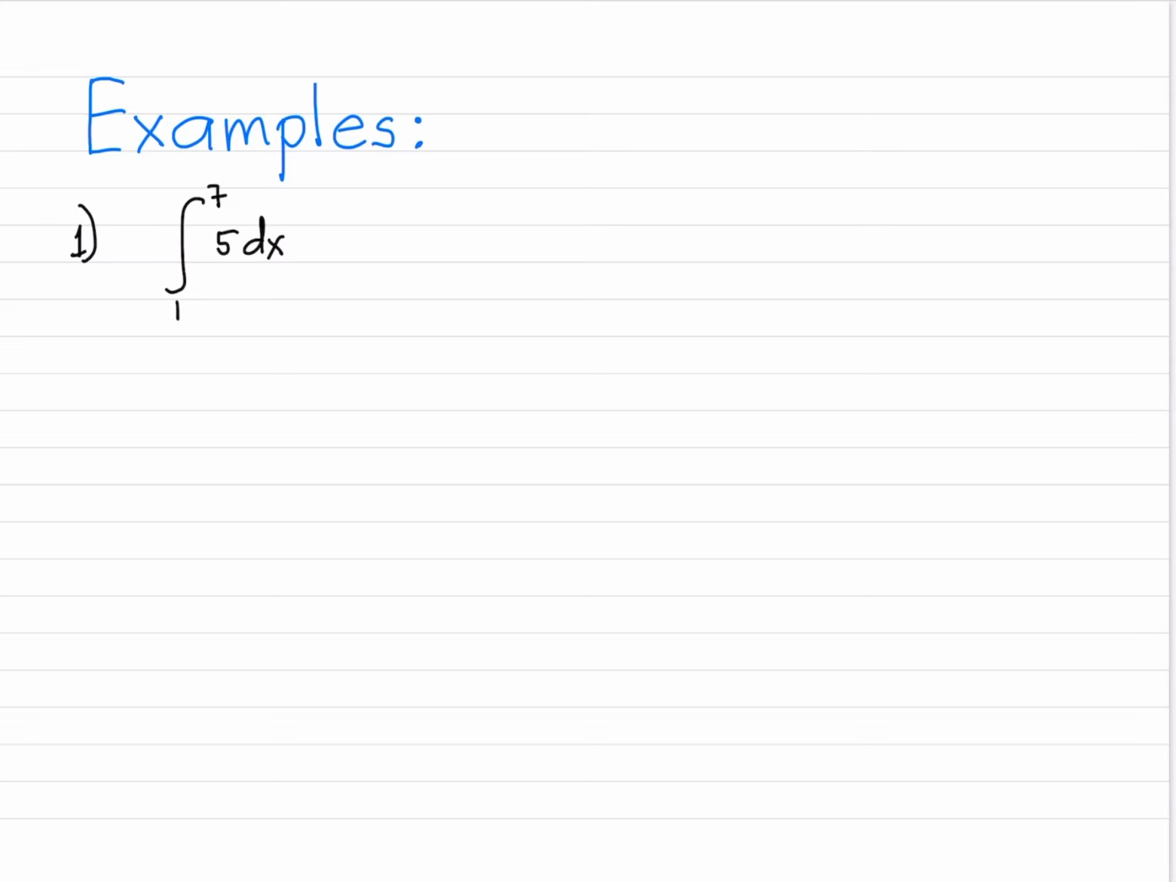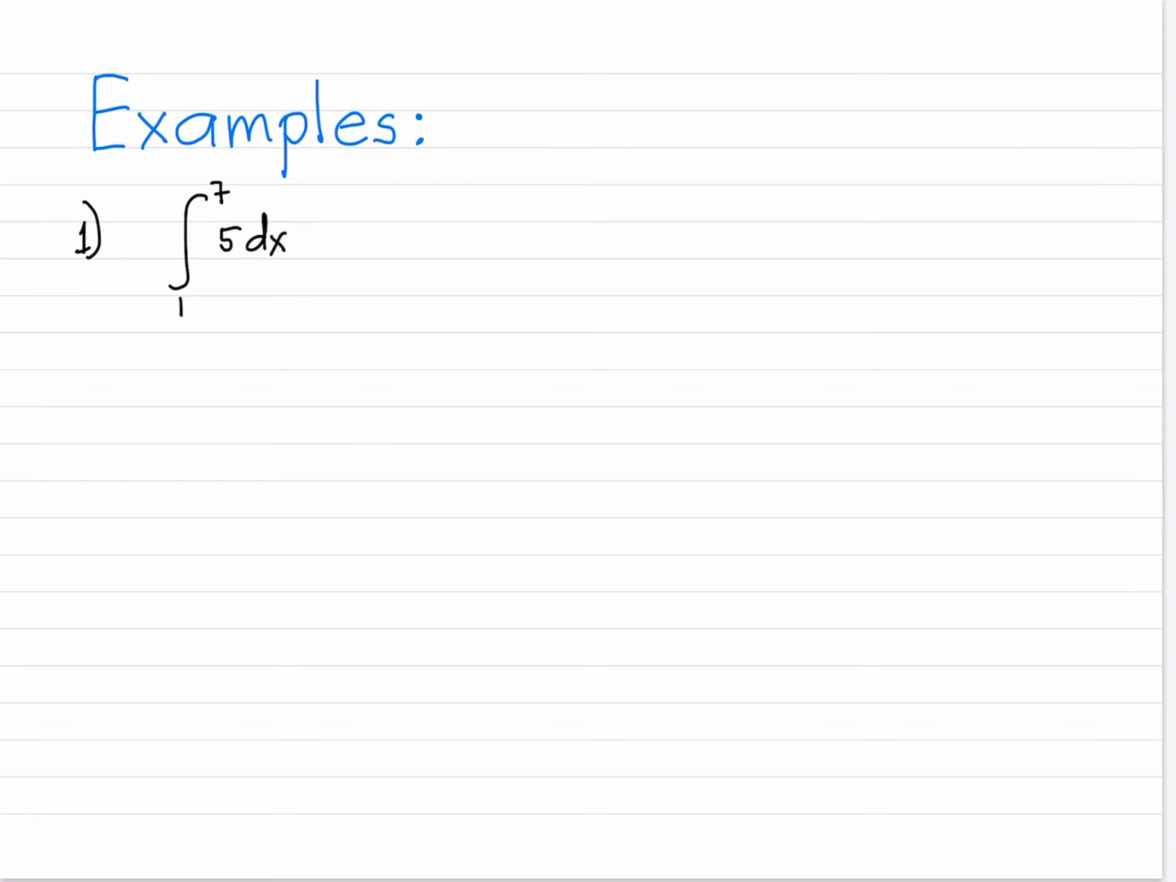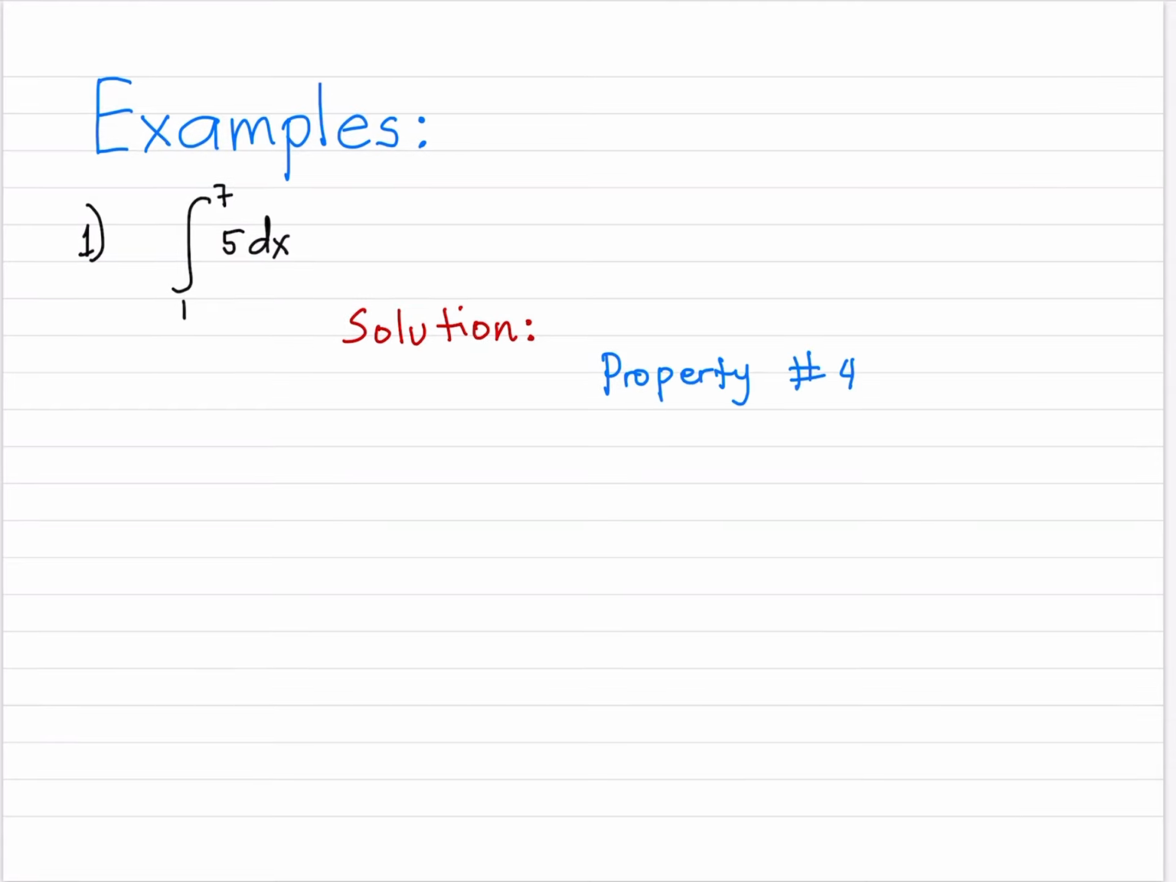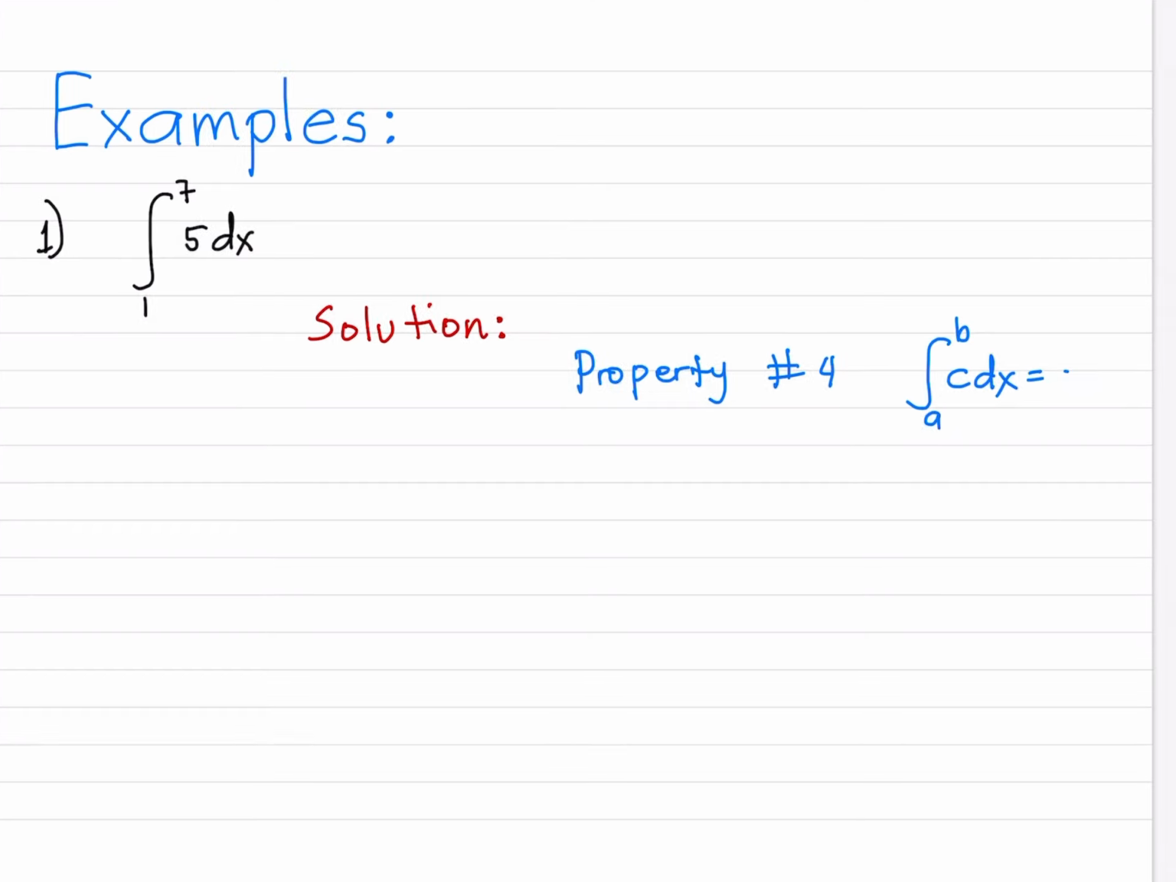Number 1, evaluate the integral of 5 dx from 1 to 7. To evaluate number 1, we make use of property number 4, which says the integral of c dx evaluated from a to b is simply equal to c times the difference between b and a.